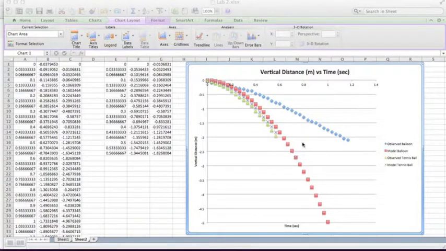The observed data is the blue diamonds right here, and the model data is the red squares right here. And there's a huge disparity, as the simulation almost traveled twice the distance of the observed balloon video. And this can certainly be attributed to the drag force, which will be explored in the next simulation.